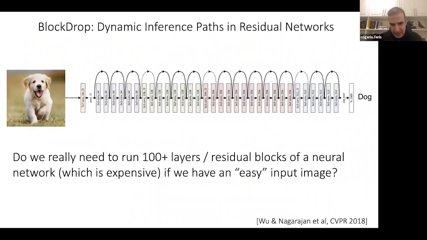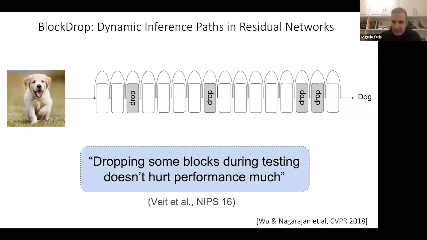So the motivation for this work is, do we really need to run 100 plus layers or residual blocks of a neural network, which is very expensive, for images that are easy? For example, this image of a dog where you have a very clear frontal view, a very clean background. So kind of an easy image. Do we need to run all these layers of a residual network? As I mentioned, if you drop some blocks during testing, performance does not hurt much.